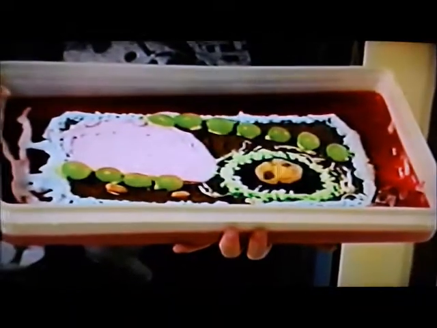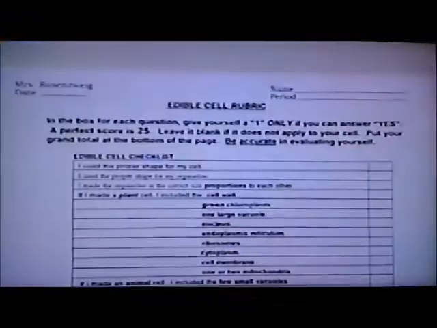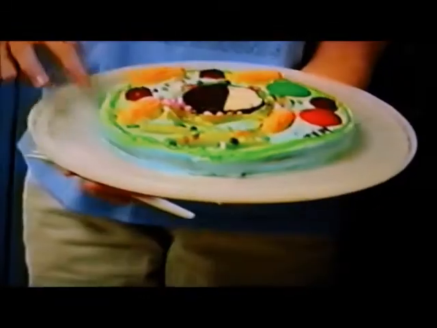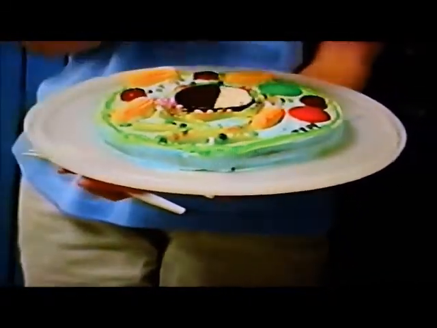As a culminating activity to their cell study, students create their own edible designer cells. They produce either a plant or animal cell using a rubric checklist to ensure that they have included all the appropriate organelles. To accompany the edible cell, students draw an accurate replica labeling each of the cell parts. Once the cells are graded, they are voraciously devoured.